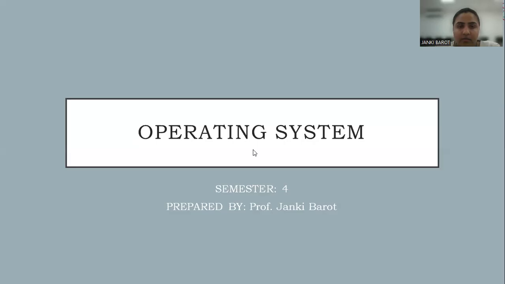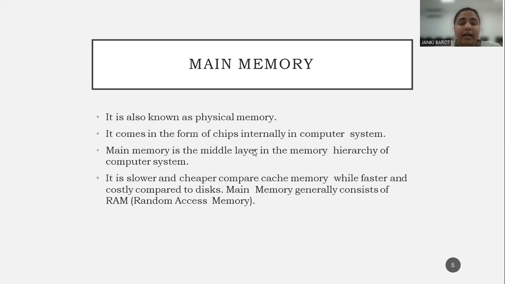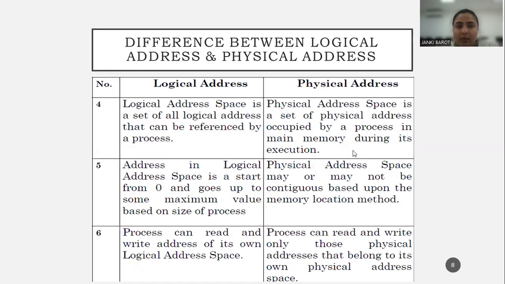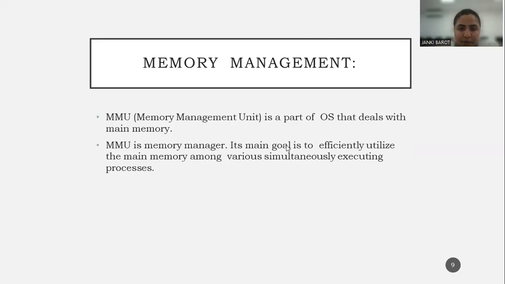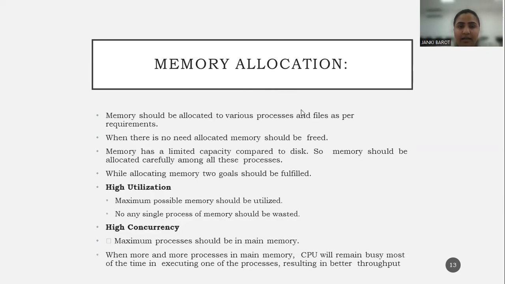In this lecture, we discussed what memory is, an introduction to memory. After that, we saw what physical memory is, that is, main memory. Then we discussed the logical address and the physical address, where the logical address is the space considered in a process, whereas the physical address is the space where the process is going to execute. Now, we have seen what the memory management unit is. After that, we saw the functionality of the MMU, and at last, a brief introduction to memory allocation.